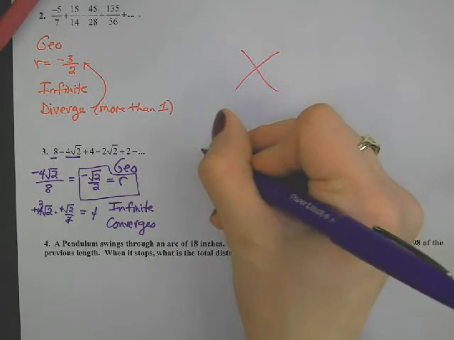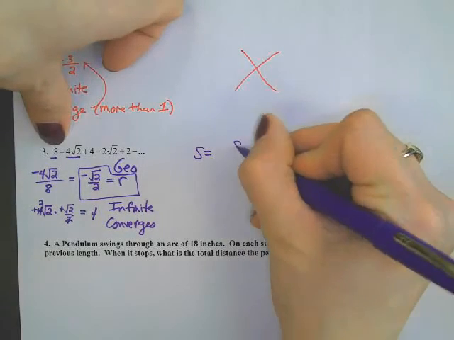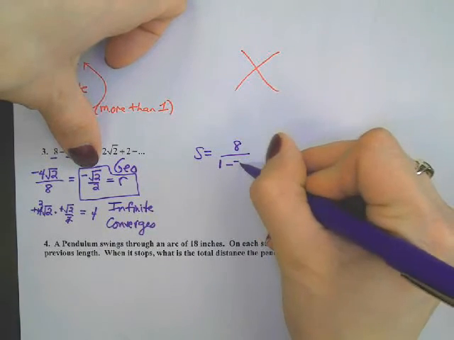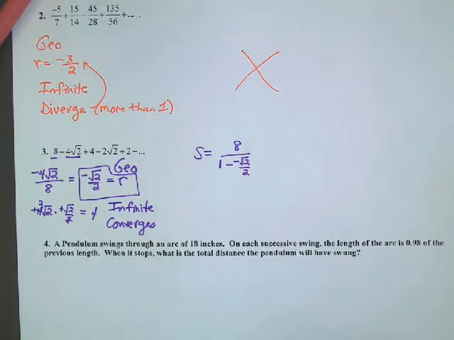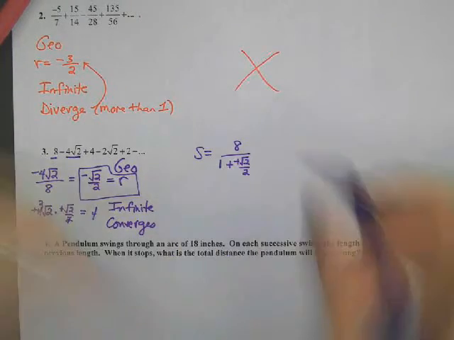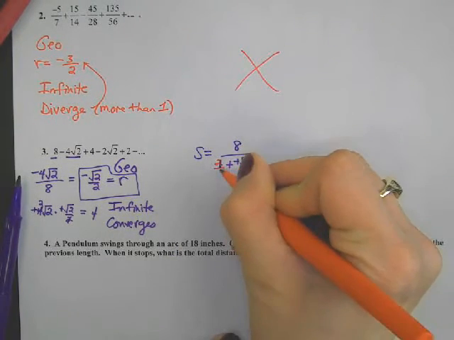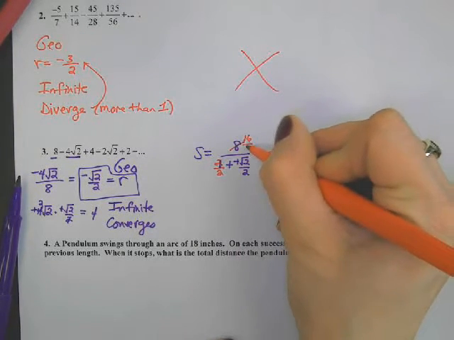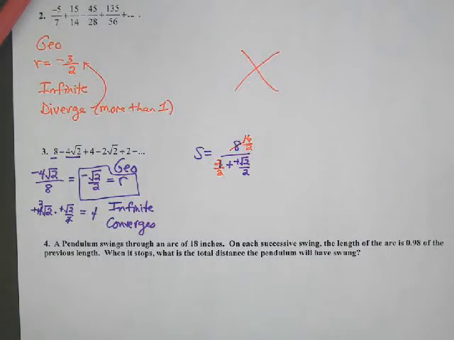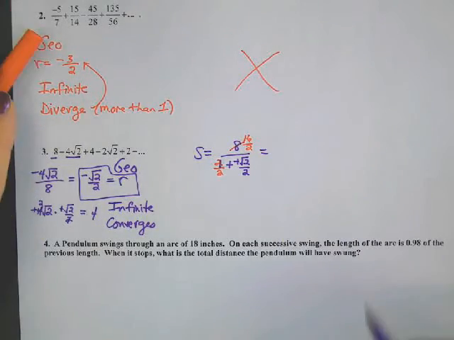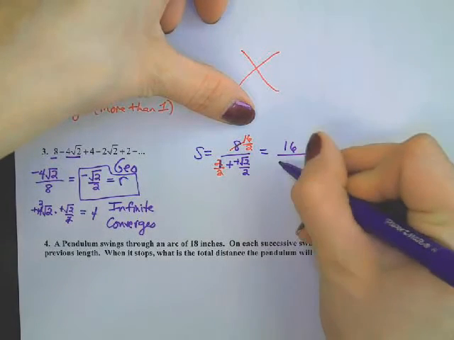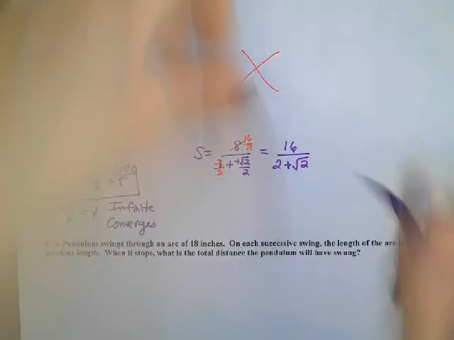Okay, let's use our formula. S equals A1, 8, divided by 1 minus r, which is negative radical 2 over 2. Okay, let's do a change right there. Ooh, this kind of looks like chapter 7. Let's change 1 into 2 over 2. In fact, let's change 8 into 16 over 2. So we're making a lot of 2's. This is good review for the final. All those denominators are going to cancel, and now we have 16 divided by 2 plus radical 2.